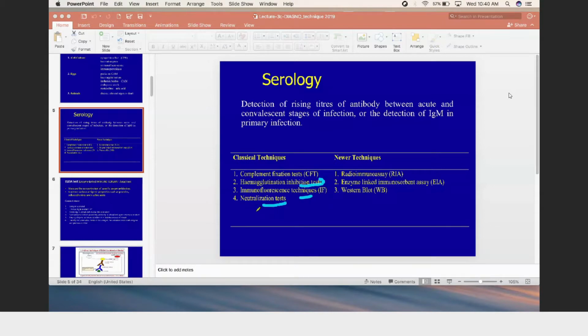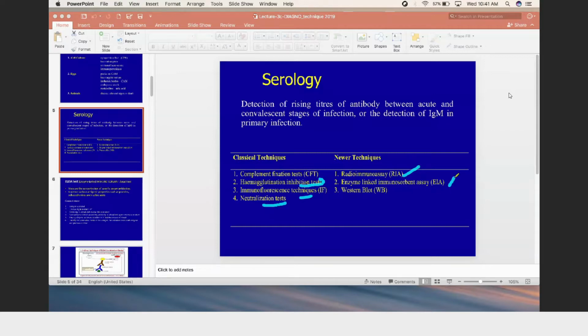The neutralization test is simple. Antibody and virus bind and neutralize each other, and that's it. The virus cannot attach to any cells anymore. That is the principle of the neutralization test. The virus has been neutralized. Another technique is radioimmunoassay, which uses a radioactive isotope, iodine, and so on.